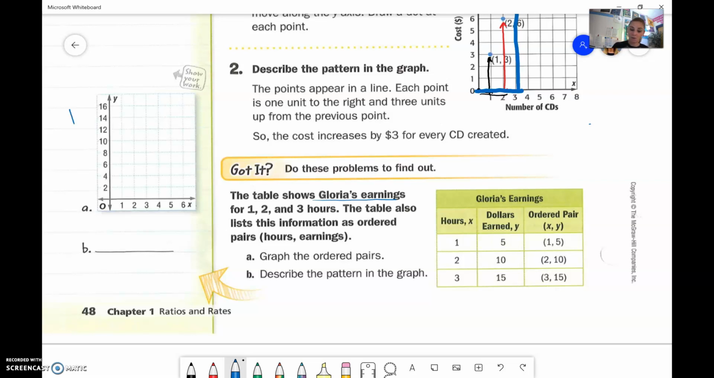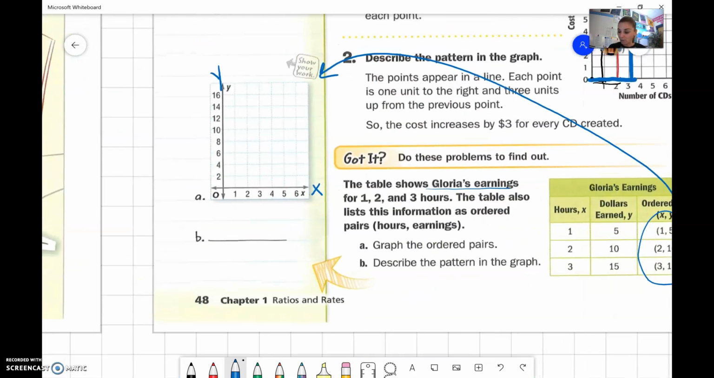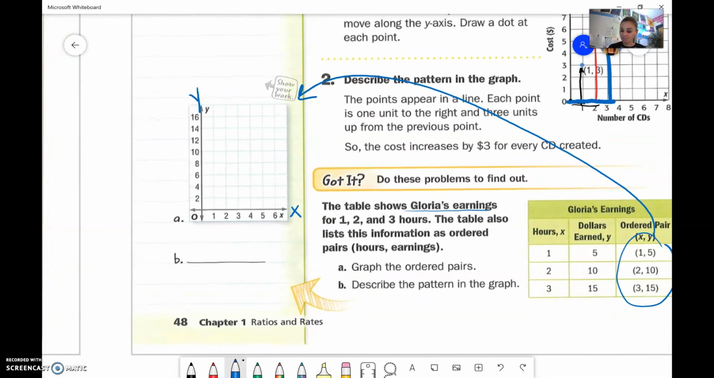So we're going to come over here to this coordinate plane and graph this information. Okay, so we always start at our origin, and our first one is (1, 5). X comes before y, so we have to remember this is the x, and this is the y. It is labeled for us, but again, it's not always going to be labeled, so we have to remember that.